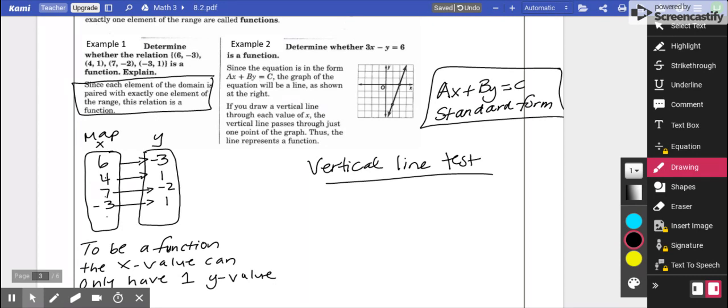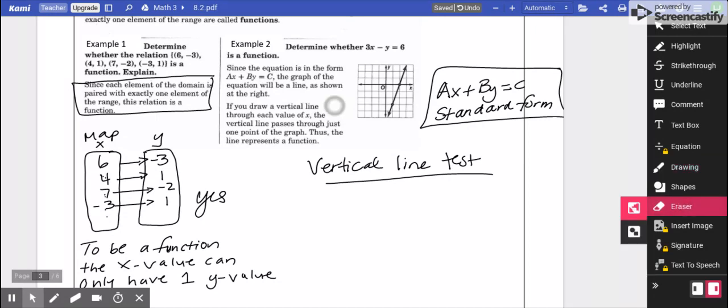So if I'm asking if this is a function, my answer would be yes, because there's only one y value for each one of these separate things. Okay, that's the first way to look. The second way to determine if it's a function is what's called a vertical line test. The vertical line test is saying that if we draw a vertical line through each value of x, the vertical line passes through just one point on the graph.